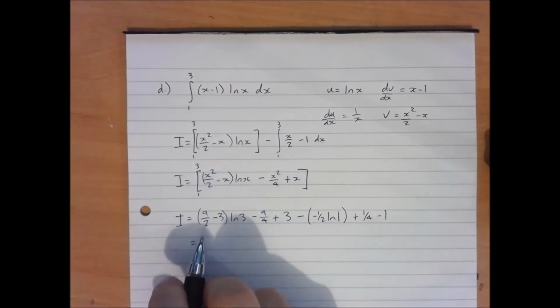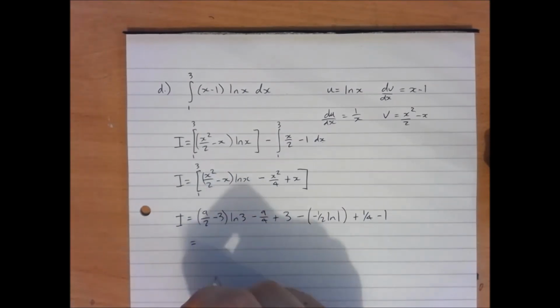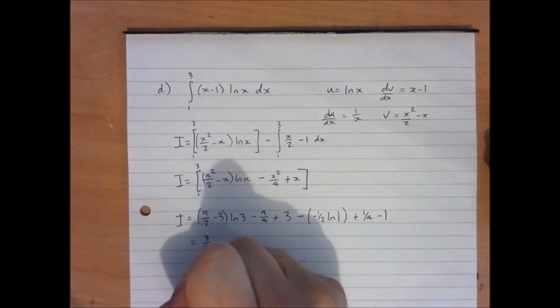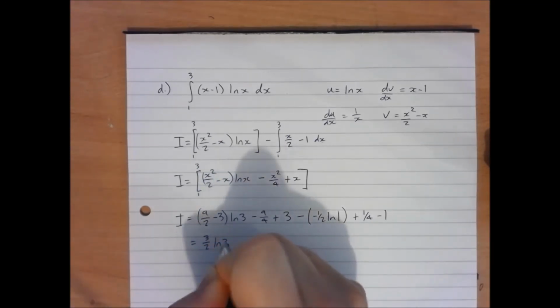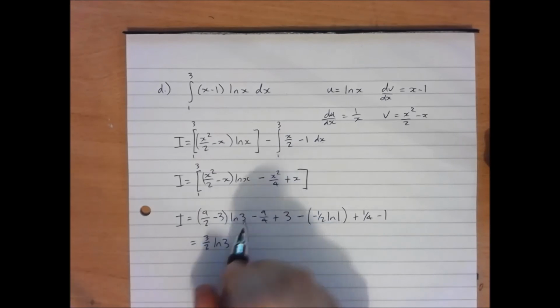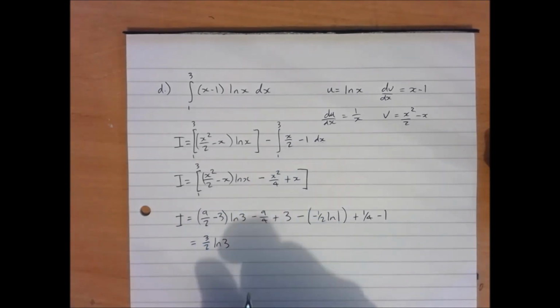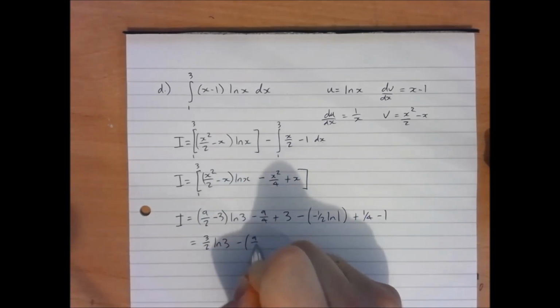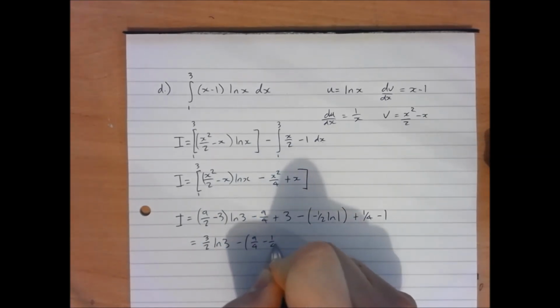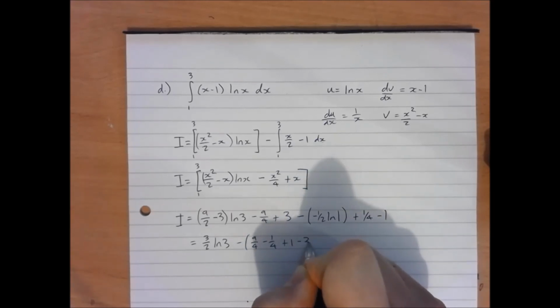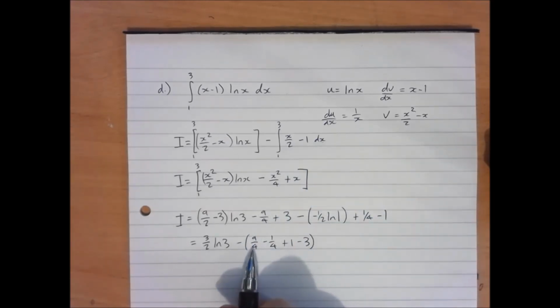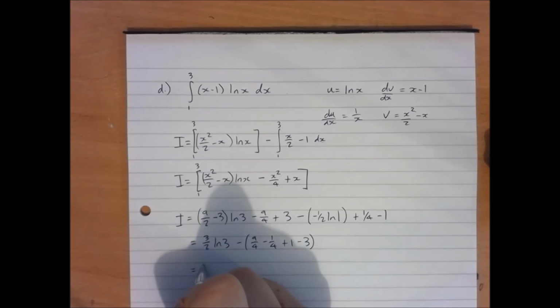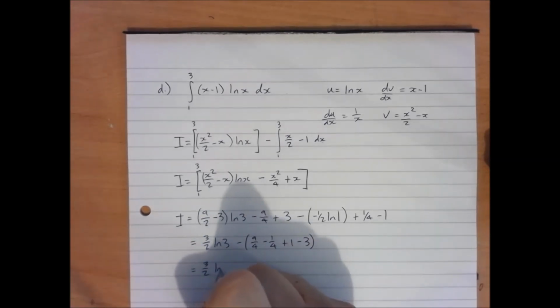So if I simplify these, 9 over 2 take away 3 is 3 over 2 log 3. And that's all that I need, so I've got to just check that all the other numbers do add up to get 0. So if I combine that together, I get minus 9 over 4 minus a quarter plus 1 minus 3. 9 quarters, take away 1 quarter is 8 quarters, which is 2, plus 1 is 3, take away 3 is 0, which is just equal to 3 over 2 log 3 as required.